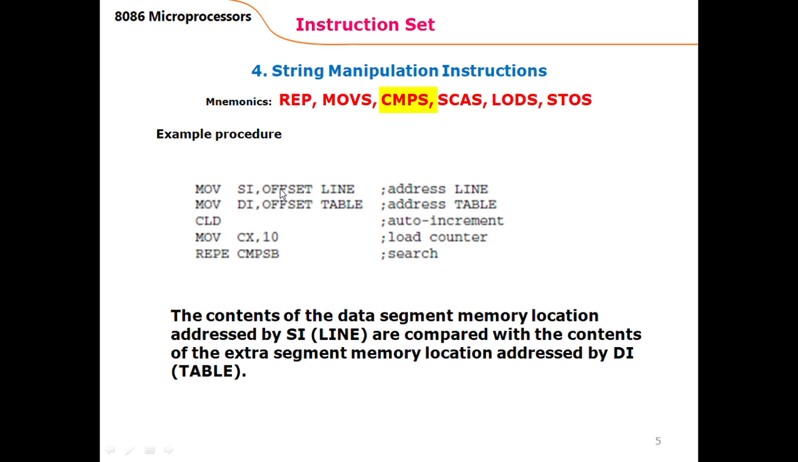These instruction offset are just moving the starting address or the offset address of the line with SI and not the value at this line. So offset address is used to move the offset address to SI and DI. And after auto increment mode is set, counter is set to 10, so that repeat instruction would cause the string instruction to be executed 10 times.